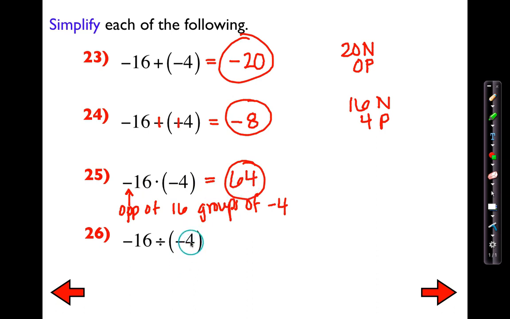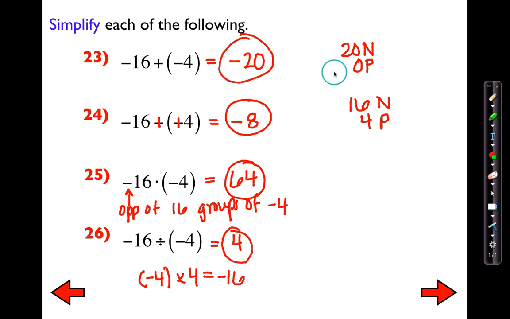Now last but not least, here, what times negative 4 is going to give me a negative 16? Well, my answer is going to have to be positive, and it would have to be a 4. How do I know this? Because a negative 4 times 4 would give me negative 16. So now it's important that you keep straight what is what. We definitely compare when we're looking at addition and subtraction. And then for 25 and 26, we could think of it as groups for multiplication and a multiplication related problem with division.